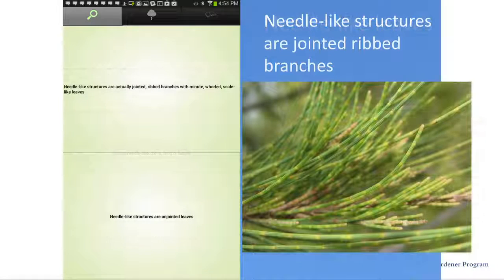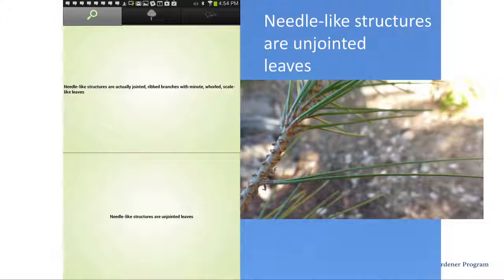And next question, needle-like structure is actually jointed. Who's got this? Thank you. It takes a feather. Okay. Can anybody see it though? I can see it. No. Almost. Okay. Are the needle-like structures actually jointed ribbed branches? Or are they unjointed leaves? They're unjointed leaves. And we look at them and they're just, they're not segments. It's a pine needle, the kind of pine needle that you probably grew up with.